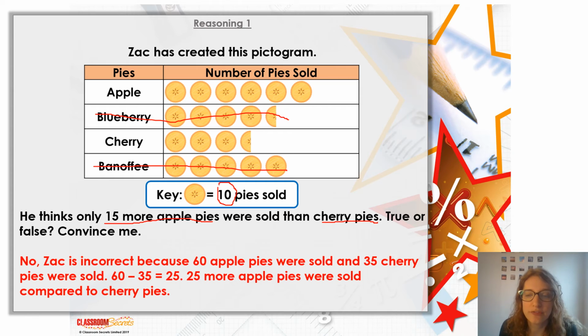Okay, so 60 pies were sold and 35 cherry pies were sold. So 60 take away 35 is 25. So 25 more apple pies were sold than cherry, not 15. Okay, so well done if you worked that out, and well done if you knew that he was wrong.